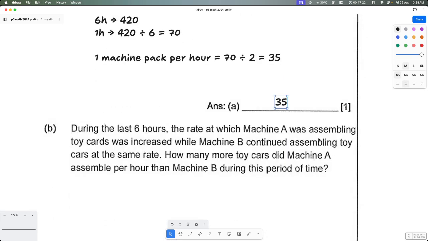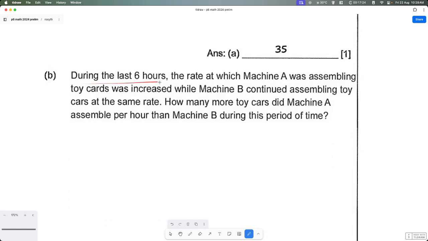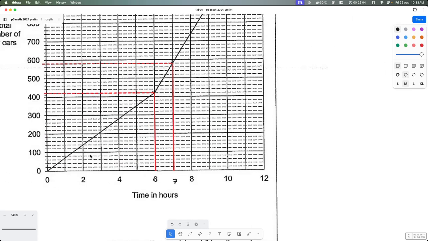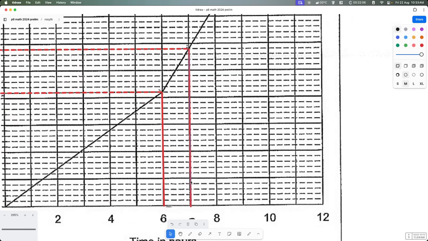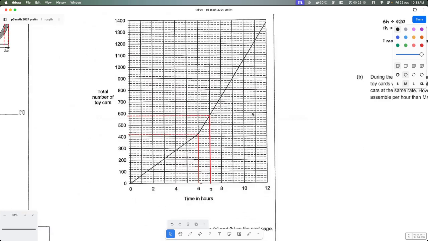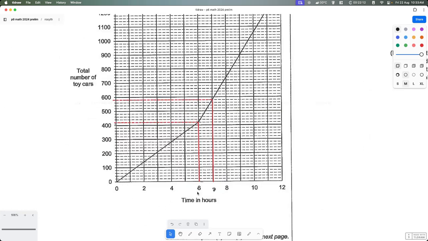Okay, let's move on to part B. During the last 6 hours, the rate at which machine A was assembling toy cars was increased, while machine B continued assembling toy cars at the same rate. How many more toy cars did machine A assemble per hour than machine B? For part B, we can just go to the 7th hour. We don't have to go to the 12 hours, because this line is constant. It's a straight line over here.